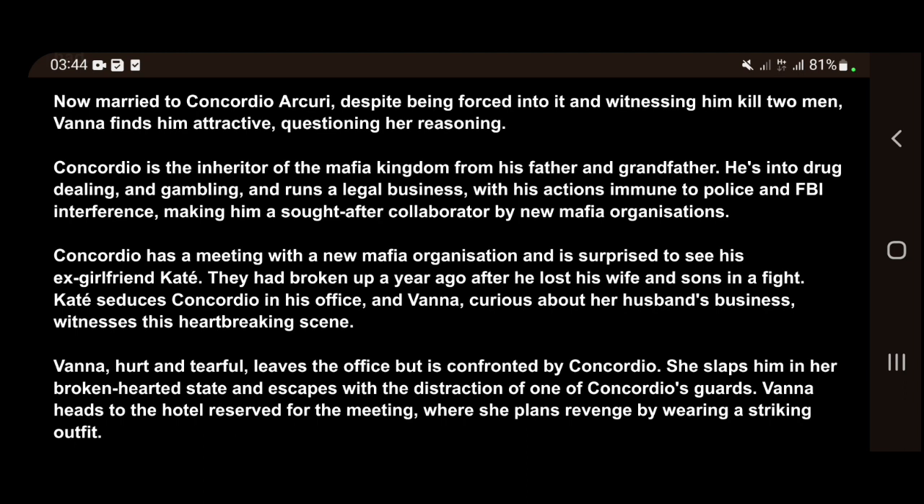questioning her reasoning. Kokodio is the inheritor of the mafia kingdom from his father and grandfather. He is into drug dealing and gambling and runs a legal business, with his actions immune to police and FBI interference, making him a sought-after collaborator by a new mafia organization.